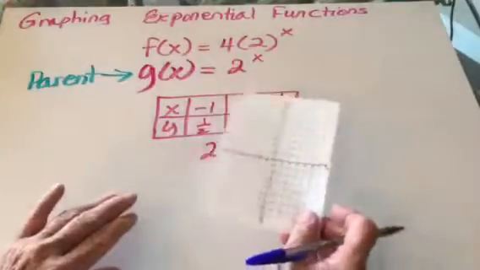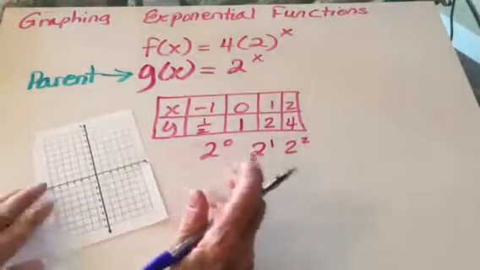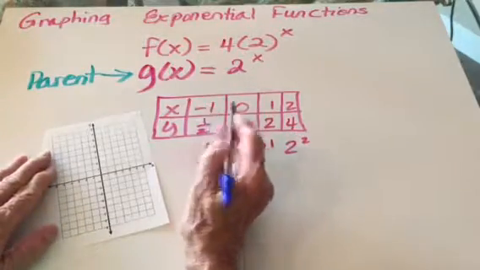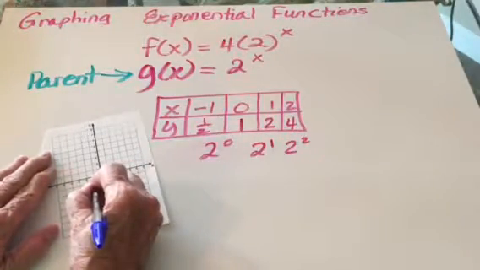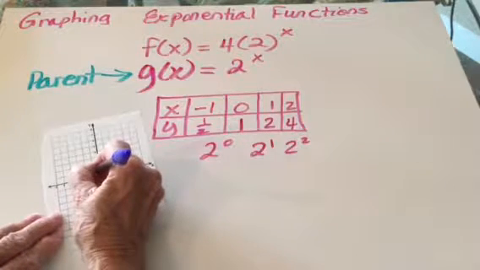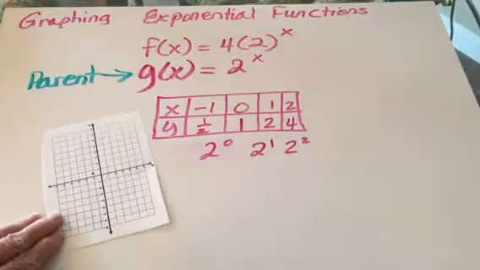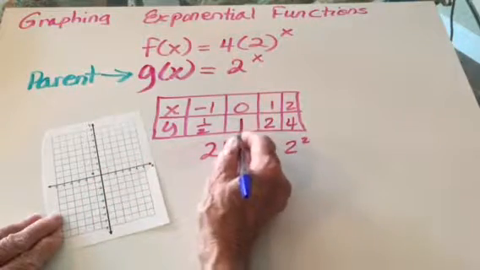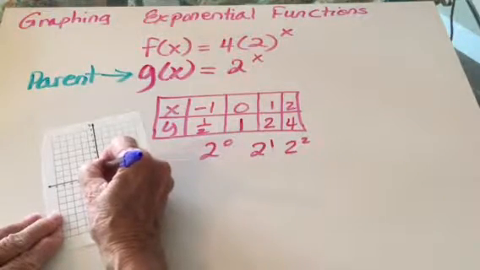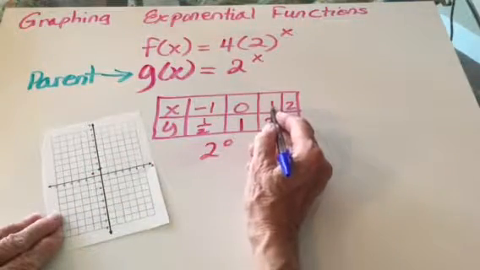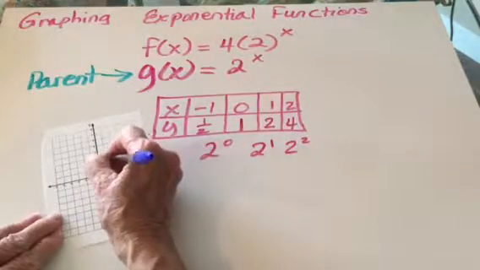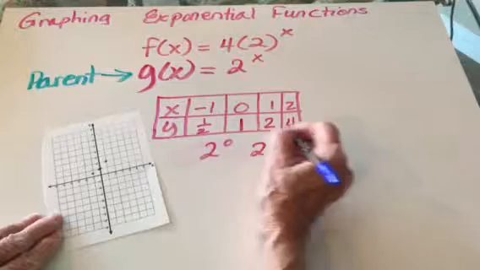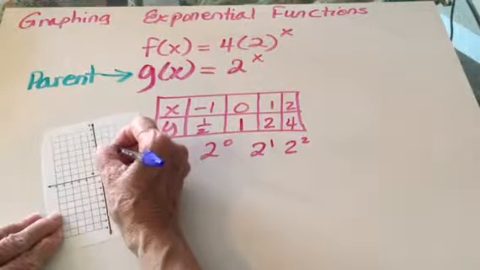All right, so let's see if I can graph this. So when x equals -1, y equals 1/2. So I'm just going to come up here and put a dot. Can you see that? Probably not. Anyway, when x equals 0, y equals 1. When x equals 1, y equals 2. And then when x equals 2, y equals 4.